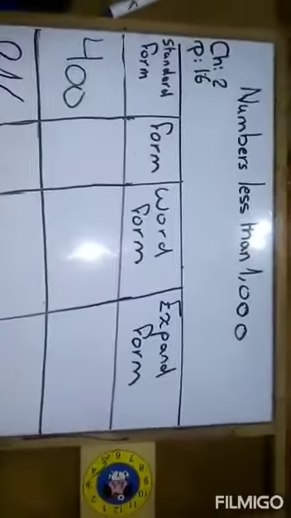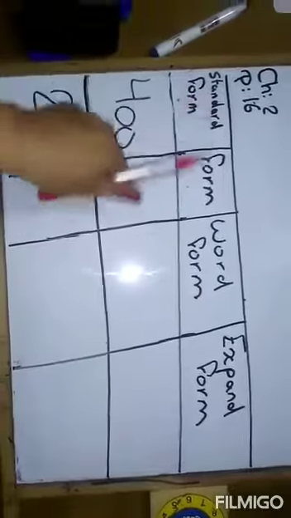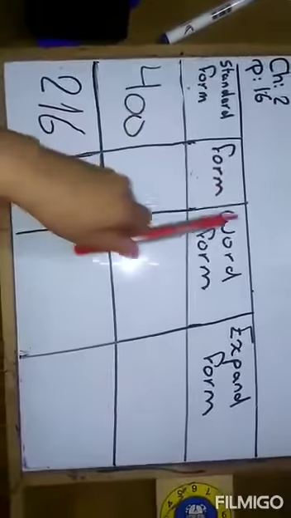Now we are going to talk about standard form, numbers in digits, the shape of numbers, word form, numbers in words, and expanded form, when we break down the numbers according to their place value. Now, I have 400: 0 in the units, the second 0 in the tens, and the 4 in the hundreds.